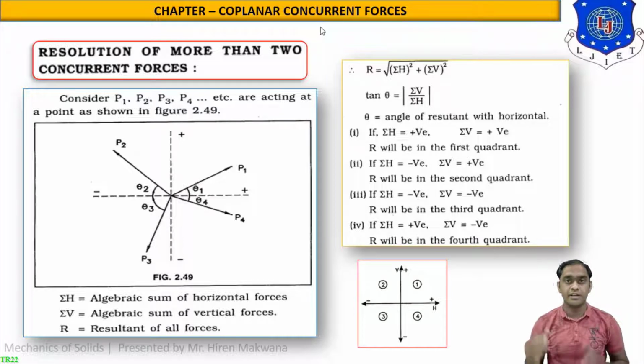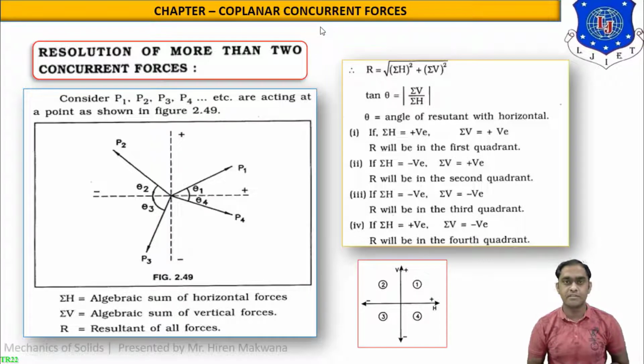But in practical situations, a number of point loads intersect at a single point, meaning a number of loads are concurrent at a single point. Then it is difficult to find the resultant with the help of the law of parallelogram of forces. So in this condition, when lots of forces are applied on a single point, we have to change the method. So now we are discussing the next method, resolution of more than two concurrent forces.